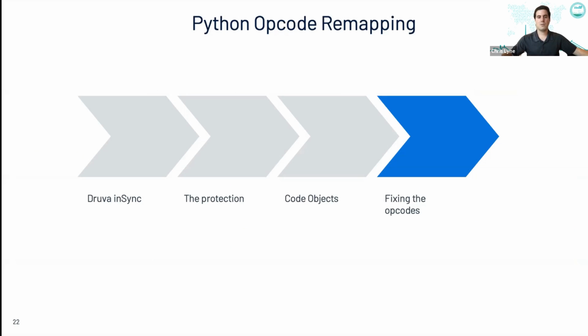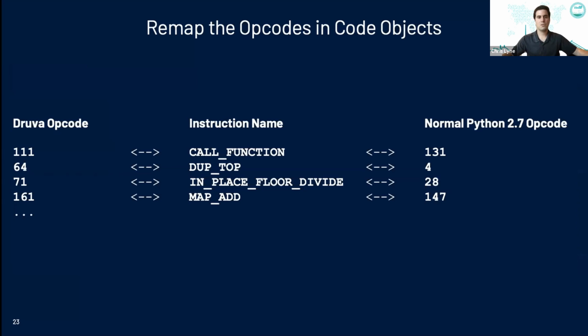Now we'll start getting into how I went about fixing these code objects in order to decompile this stuff. My strategy was to read a PYC file and then take a look at all the opcodes in the bytecode. We know that we have the mapping for the Dropbox opcodes and we have the mapping for normal Python 2.7. If we see a Dropbox opcode of 111, we know that it's a CALL_FUNCTION instruction. Now we can replace that opcode with 131 and so on. If we see a 64, we know it's a DUP_TOP, then we'll replace it with a 4.